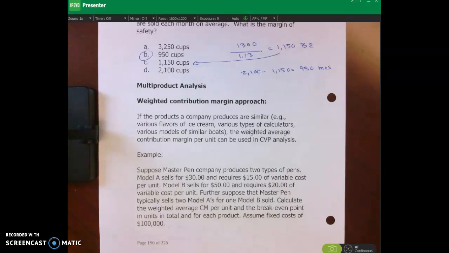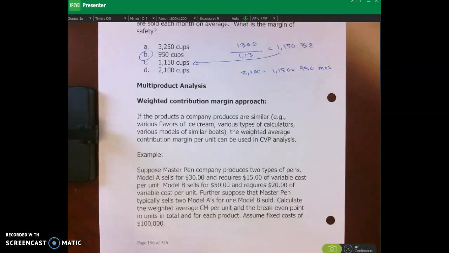Hello and welcome. In this lecture video, we're going to be talking about how to calculate break-even with multiple products. There are two different approaches we can take when we have multiple products, which is most companies, right? We could do a weighted average approach, or we could look at a situation where we have very different products. And in that case, we're just going to look at the CM ratio.